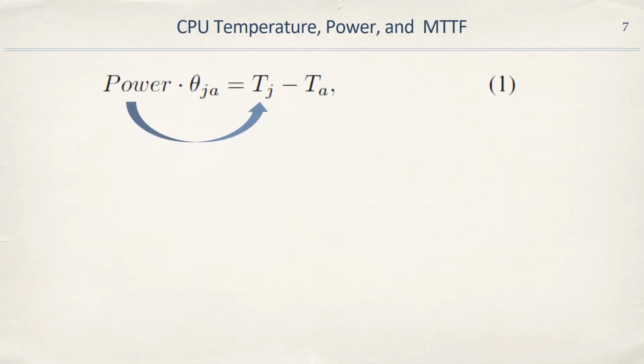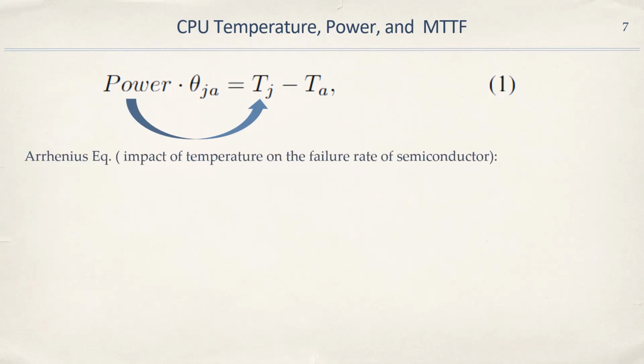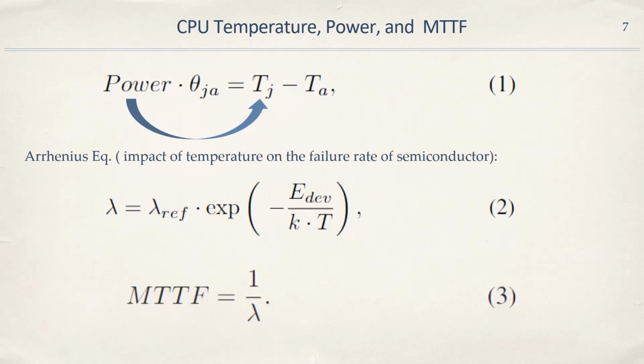There are some studies which show the relationship between CPU temperature, power consumption, and mean time to failure. This study shows power consumption is directly proportional to the CPU die temperature. And then the Arrhenius equation studies the impact of temperature on the failure rate of a semiconductor. This shows that mean time to failure is inversely proportional to the failure rate of the semiconductor.